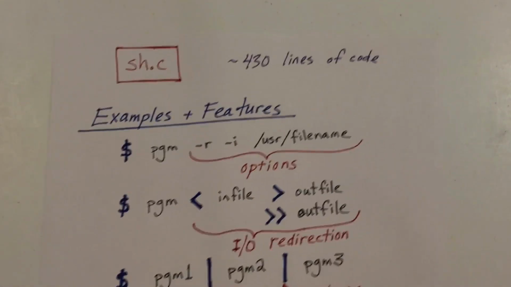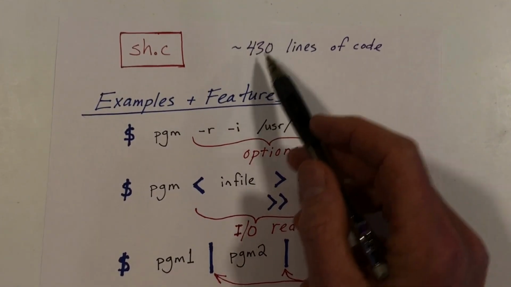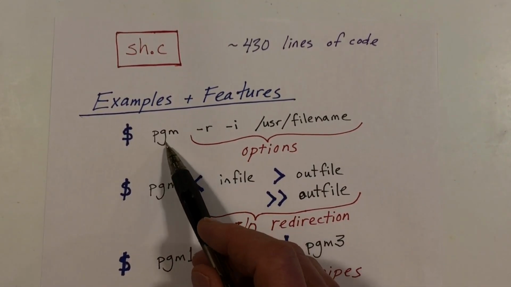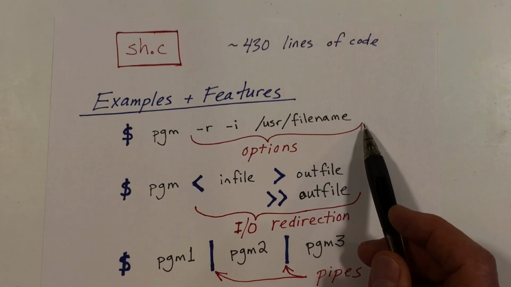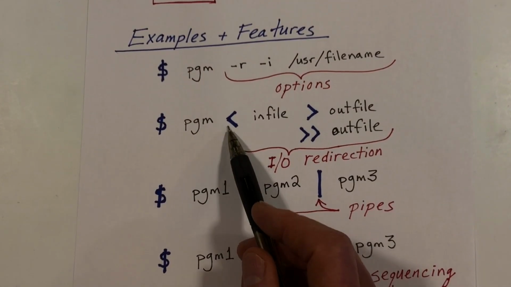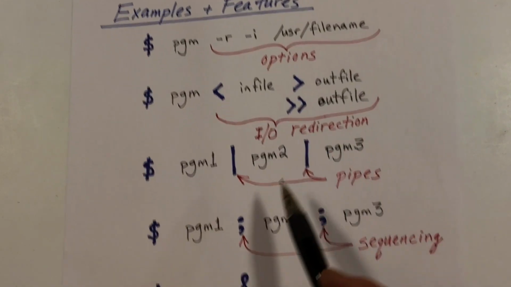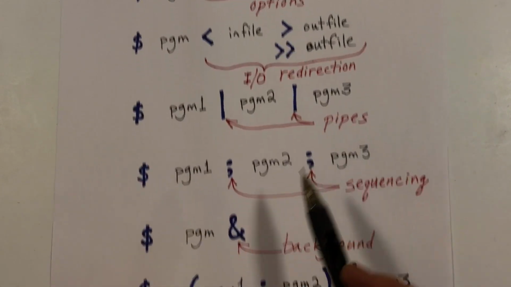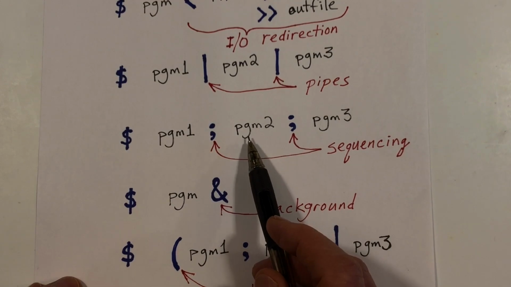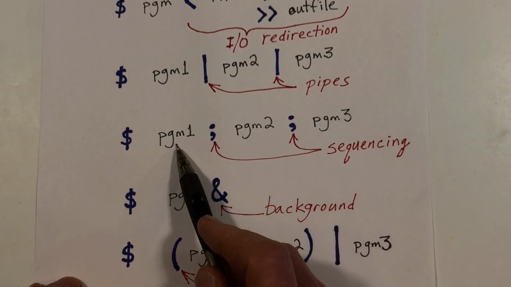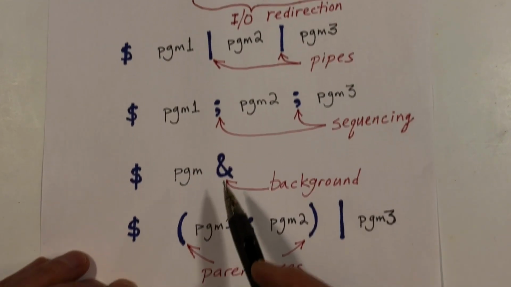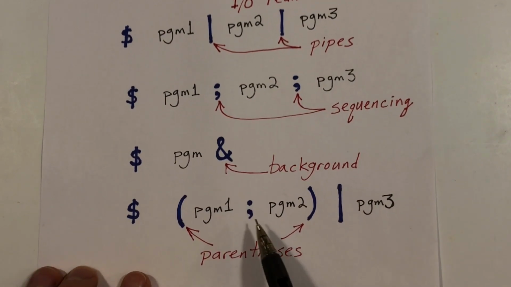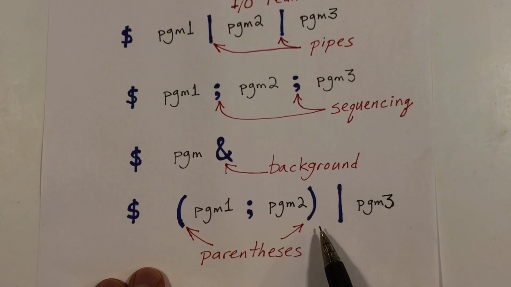So let's see what kinds of things the shell is capable of doing in its very short 400 lines of code. Well, you have a program name, and you can supply options that will be passed on to the program. You can do I/O redirection for standard in and standard output. You can pipe the output from one program into the input of another program. You can use the semicolon for program sequencing to run program 2 after program 1 completes, and so on. You can run programs in the background using the ampersand symbol. And finally, the parser recognizes parentheses, so you can do some grouping.